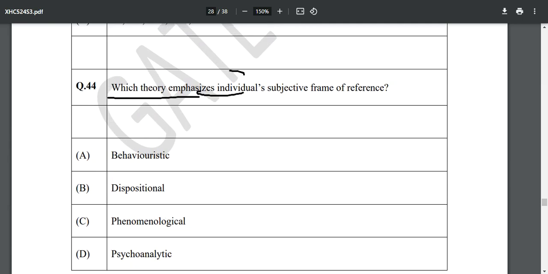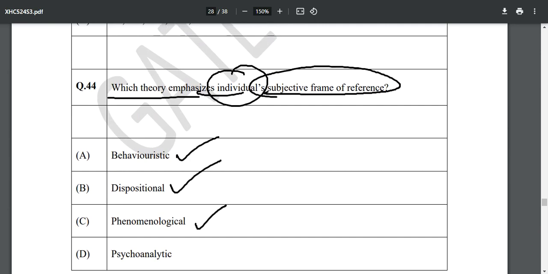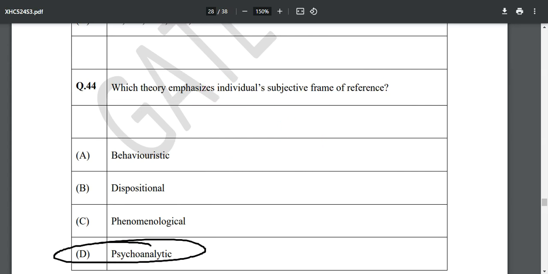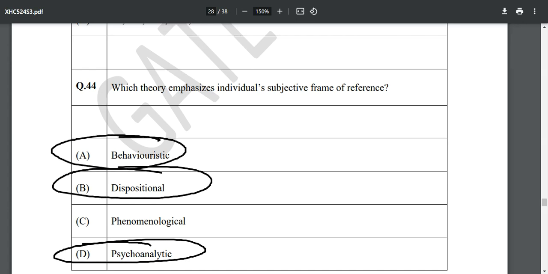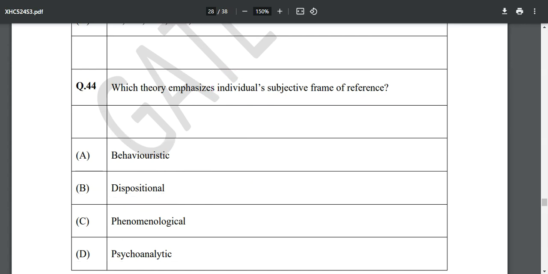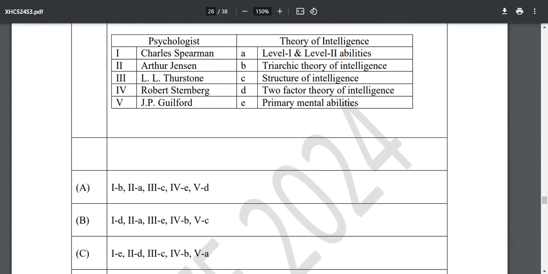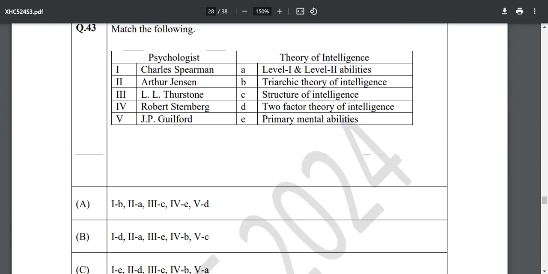Which theory emphasizes individuals' subjective frame of reference: behavioristic, dispositional, phenomenological, psychoanalytic? So it is asking about individuals' subjective frame of reference. The most suitable answer over here is phenomenological. These are dreams, these are dispositions, and these are S-R things. Individuals' subjective frame of reference, phenomenological approach. Alright, phenomenological theory emphasizes individual subjective frame of reference. Then moving ahead, question number 43.